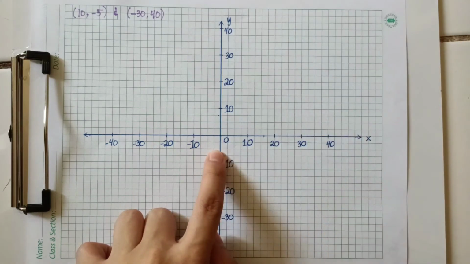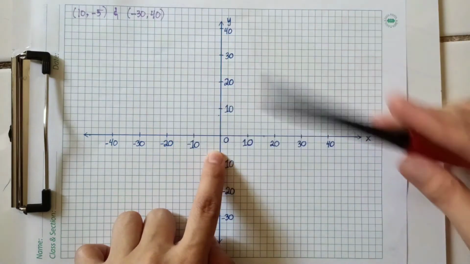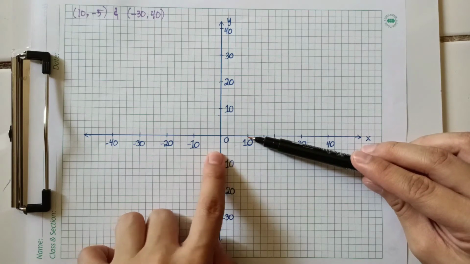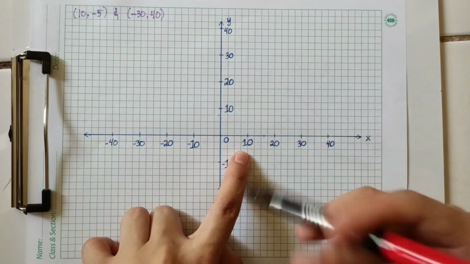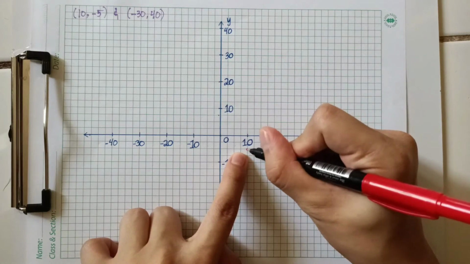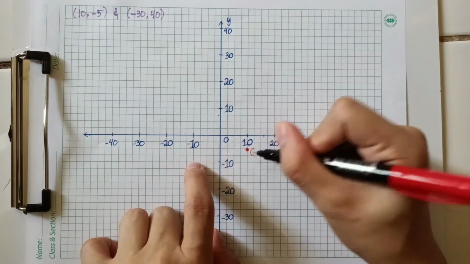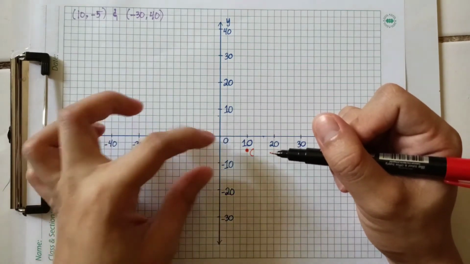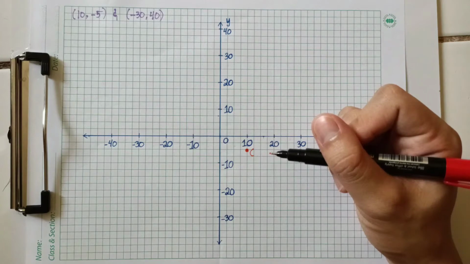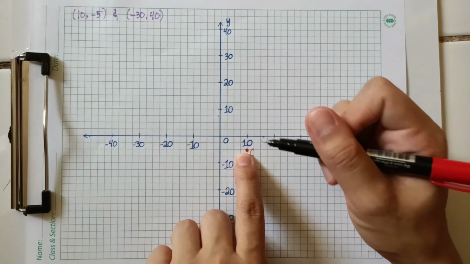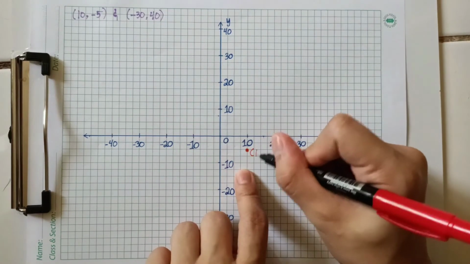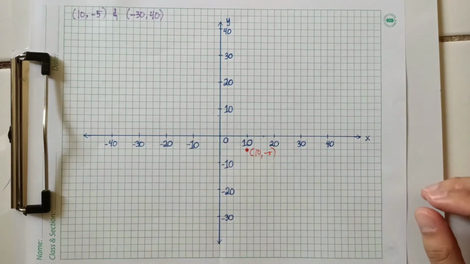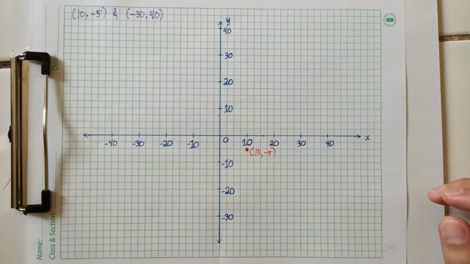Pero, syempre, don't focus muna sa negative 5. Sa 10 muna. X is 10. Ayan, dito. Tapos, negative 5 ay somewhere here. Ayan. So, dito ang ating point. Again, since negative 5 is somewhere in between, basta tignan mo lang yung pinakagitna ng dalawa. Ayan. So, that is 10, negative 5. Alright? So, ganyan yung first point natin.